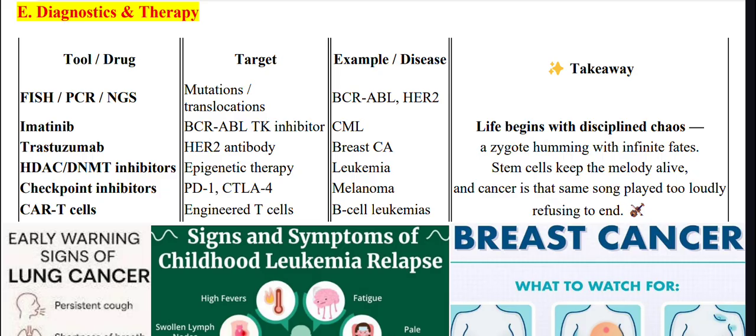What about for HER2 positive breast cancer? For HER2 overexpression, the therapy is trastuzumab, Herceptin. This is a monoclonal antibody that binds specifically to the extracellular part of the HER2 receptor. This blocks its ability to signal and also flags the cancer cell for destruction by the immune system.